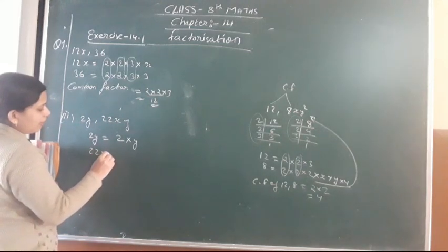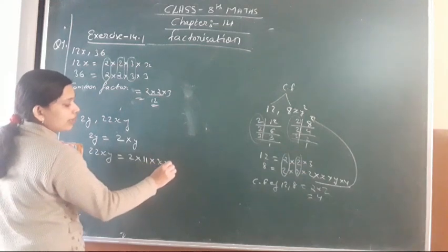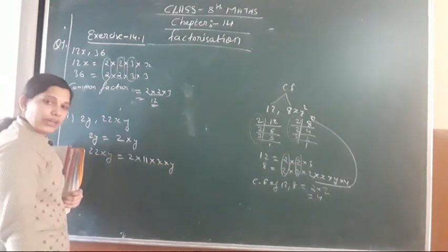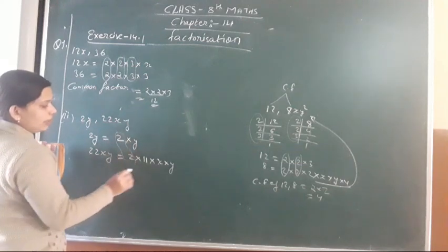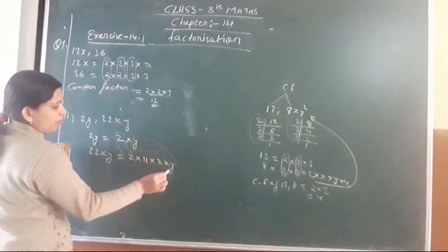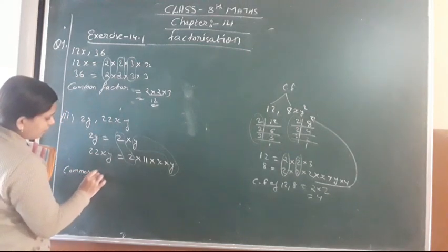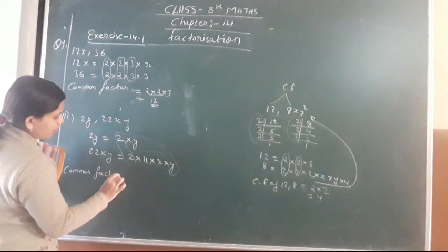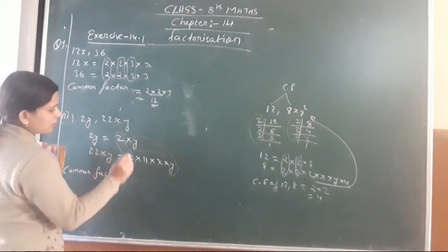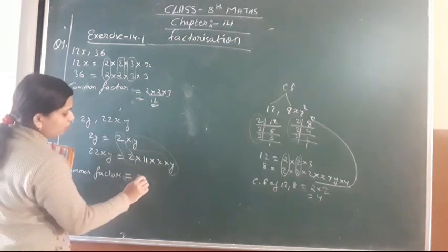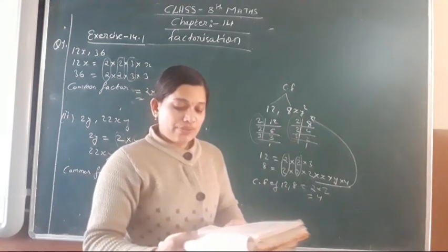Then 22xy, that means 2 into 11 into x into y. This is the factor of 22xy. What is the common here? 2 is common and y is common, isn't it? So the common factor of 2y and 22xy is, what is the number? 2y. Clear to everyone? So in this way you have to do each and every question.